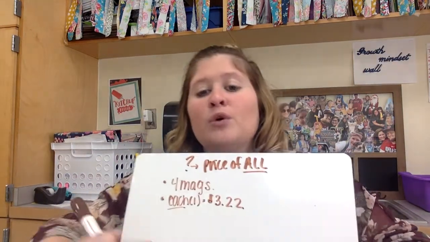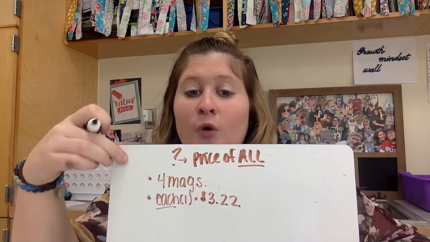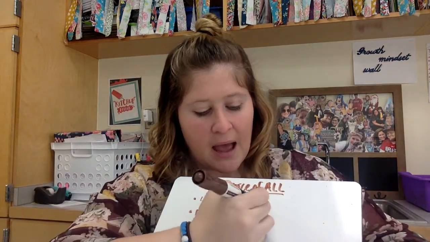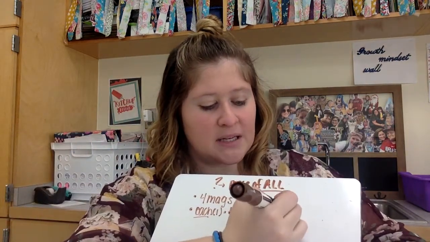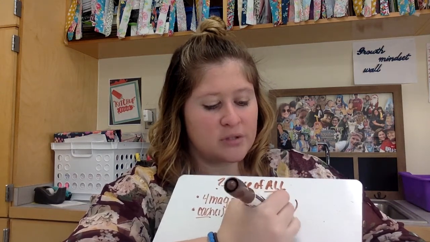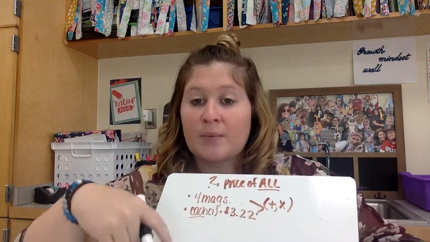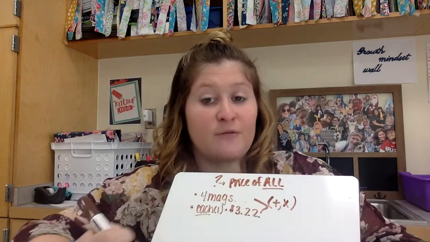It says he bought 4 magazines and each means one. So one of those cost $3.22. So if I want to know the price of all of them and he bought 4 and they were all the same price, I have the choice to either do repeated addition or to multiply. And I'm going to be multiplying these numbers together so that I can find the total.